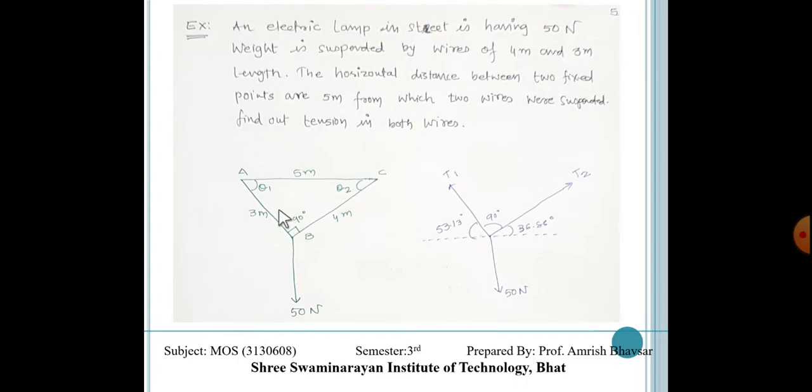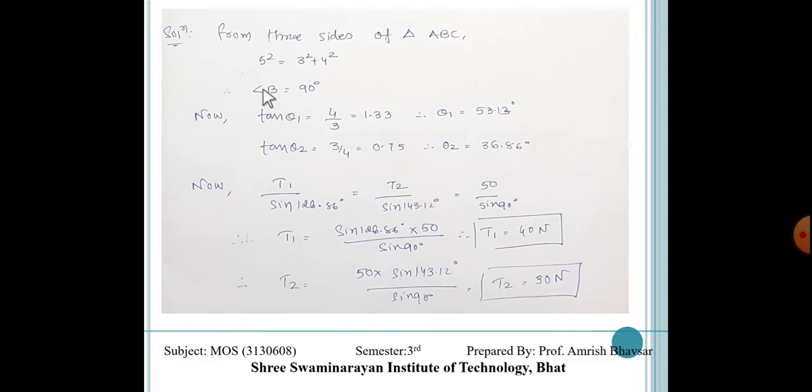Once we get the angles theta 1 and theta 2, afterward we can make the free body diagram. So this is theta 1, this is theta 2, and this is 90 degrees. Those thetas must be calculated by us. For the three sides of triangle ABC, 5 square is equal to 3 square plus 4 square. So beta is equal to 90 degrees as per Pythagoras. Now tan theta 1 and tan theta 2 are calculated from the rules of right angle triangles. So we will get theta 1 and theta 2 from there.